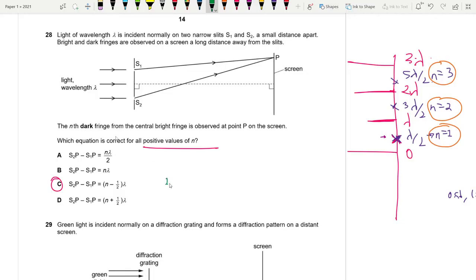For C, take 1 minus half lambda, which is half lambda. Good. Then 2 minus half lambda, which is 3 by 2 lambda. Then 3 minus half lambda, which is 3 minus 0.5 is 2.5, or 5 by 2 lambda. So it fits the criteria. This looks good. C is the answer. Now what about D? Why is it not correct? Basically, if you use 0 it would have been correct, but this says all positive values, so you cannot use 0. You've got to start from 1. If you start from 1, 1 plus half lambda is actually 3 by 2 lambda. You're missing the first value of your sequence, which is 0.5 lambda. That's why it's wrong. Clear?